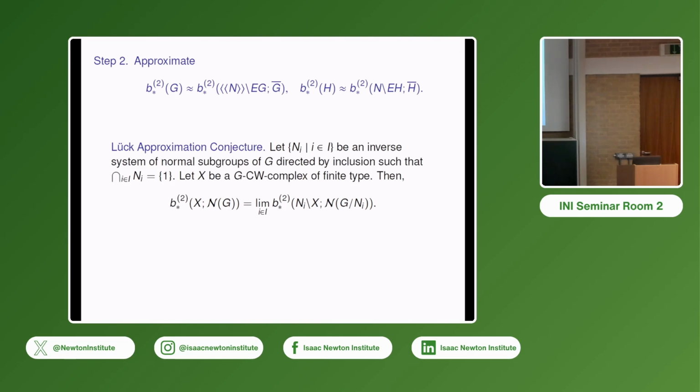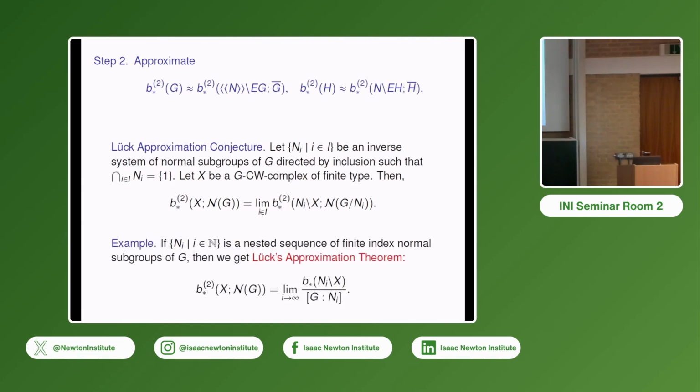Okay. Now, Lück's approximation theorem is a consequence of this conjecture. Well, you can see it as a consequence. Why? Because when you have a residually finite group with this nested sequence of normal subgroups, these L2 Betti numbers really become ordinary Betti numbers divided by the orders of these finite groups, which are the indices of the normal subgroups in G.